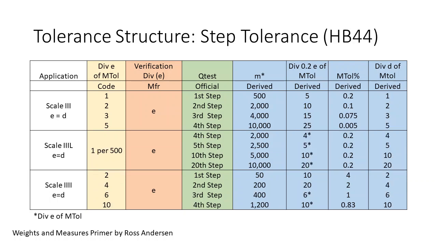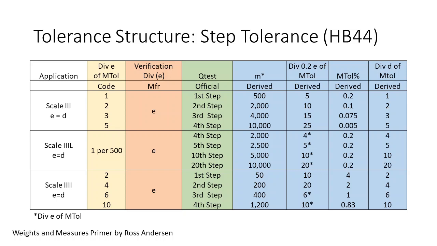Handbook 44 intended to make three changes from R76 regarding tolerance. You will find more on these in my videos explaining the task group recommendations. A fourth step was added to Class 3 over 4000 E. For instruments with N between 4001 and 6667, the error cannot exceed the 0.075% at N equal 4000, since it is area under a step riser.